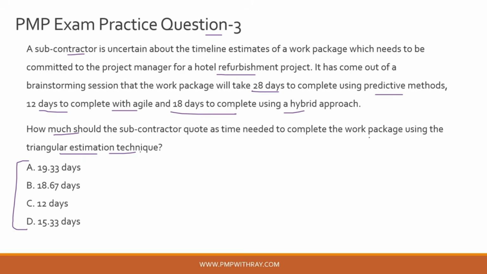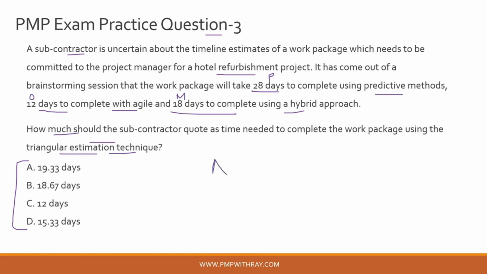So it is a very straightforward question, guys. It is asking you that as a triangular estimation technique, how much will be the estimated time where you have the pessimistic estimate as 28 days, optimistic estimate at 12 days, and the most probable estimate as 18 days. Okay, now if you know the triangular estimation technique formula, this question is a cakewalk for you.